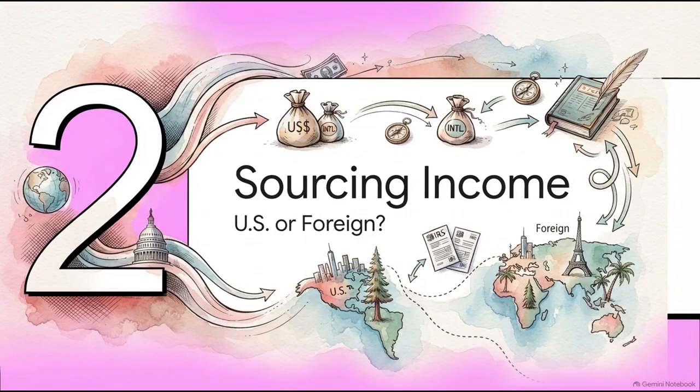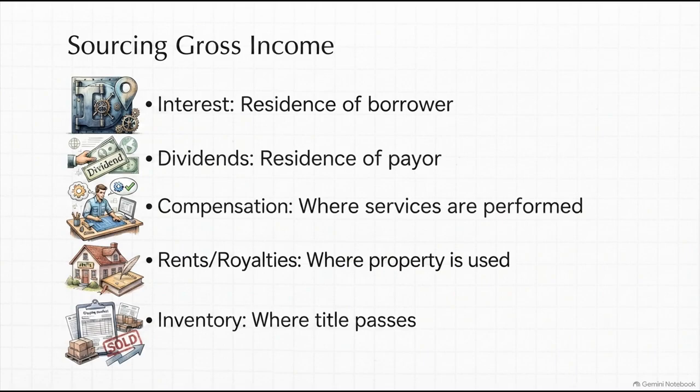Which leads us perfectly into our second section, sourcing income and deductions. Once you know who is taxing you, you need to know exactly how the IRS determines whether the money you make is officially considered U.S. or foreign sourced. The geographic rules for sourcing different types of gross income can actually be pretty surprising. For instance, interest is sourced based on the residence of the borrower, whereas dividends look at the paying corporation's residence. If you're talking about compensation, it is strictly about where the physical services are performed. Rents and royalties? That depends on where the property or intangible is actually used. And if you are selling purchased inventory, it's all about where the legal title officially passes to the buyer.